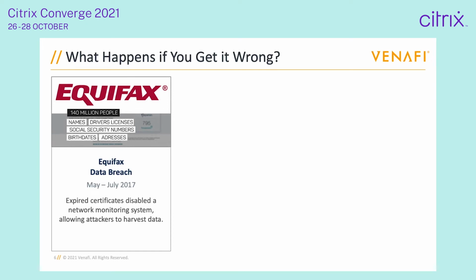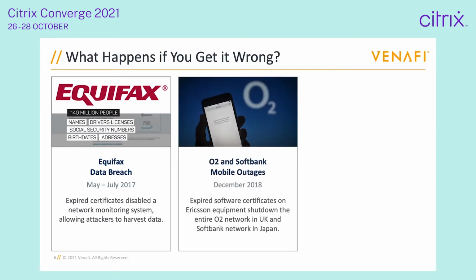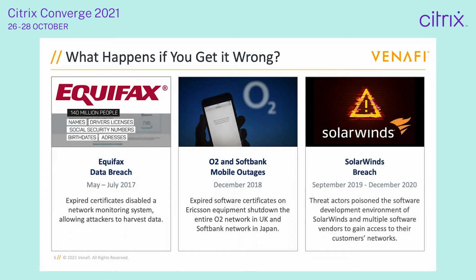In May to July of 2017, you had the Equifax data breach, where expired certificates disabled a network monitoring system and allowed attackers to harvest data. In December of 2018, we had expired software certificates on Ericsson equipment that shut down the entire O2 network in the UK and SoftBank network in Japan. Then more recently, in September of 2019, all the way to December of 2020, threat actors had poisoned the software development environment and pipelines of SolarWinds and multiple software vendors to gain access to their customers' networks.